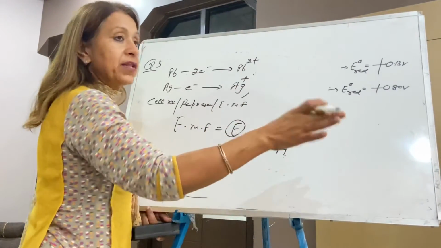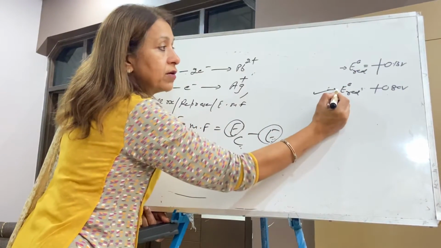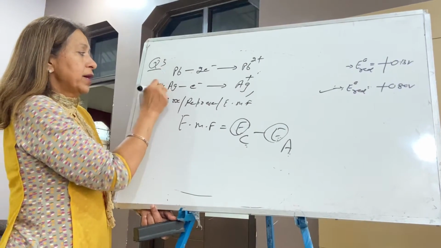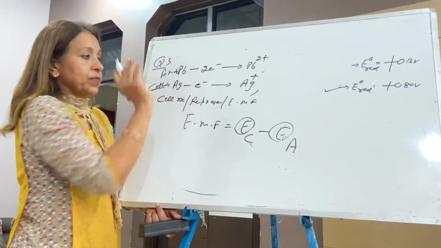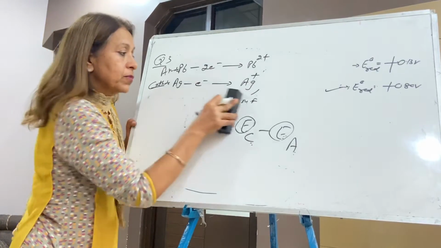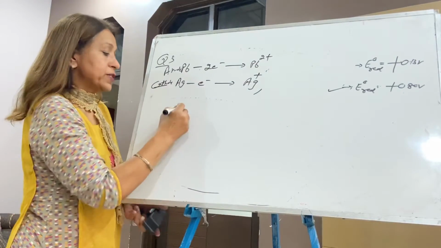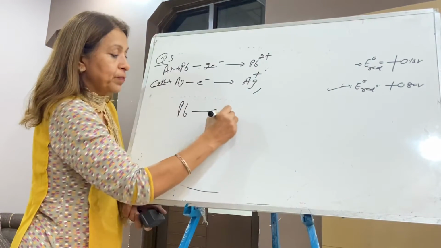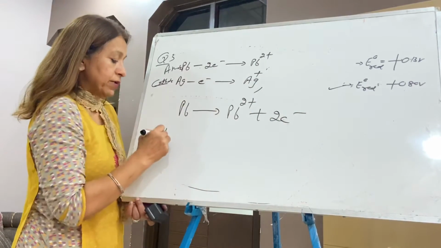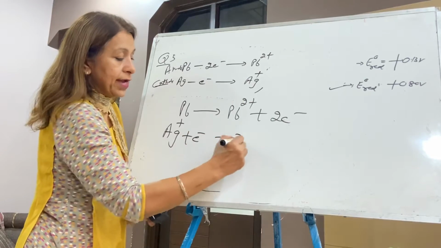Now let us compare the values. Which one is the greatest? This is greater, so this acts as cathode. Silver is cathode and lead is anode. Let us start the numerical now. Silver is cathode, so lead is anode: lead arrow lead 2+ plus 2 electrons. Silver is cathode: silver+ plus electron arrow silver.